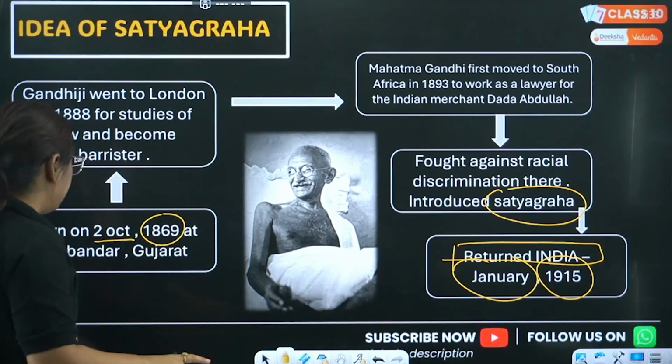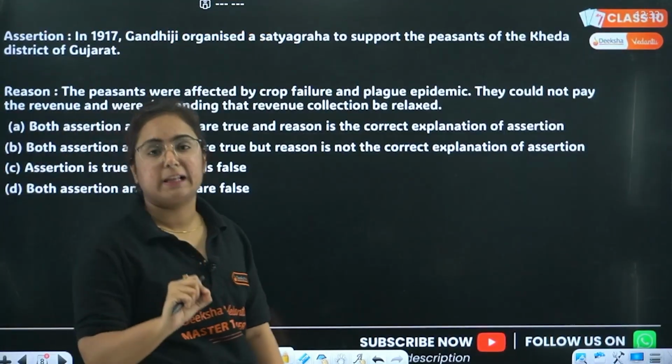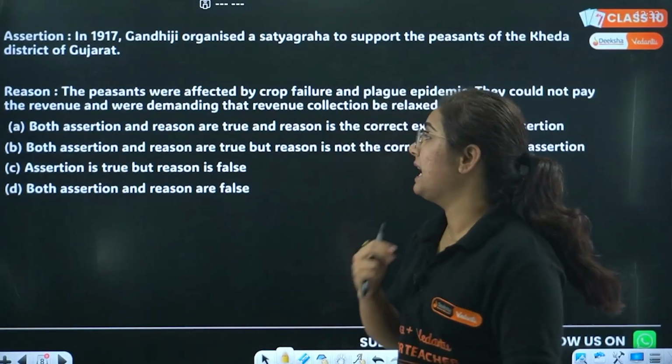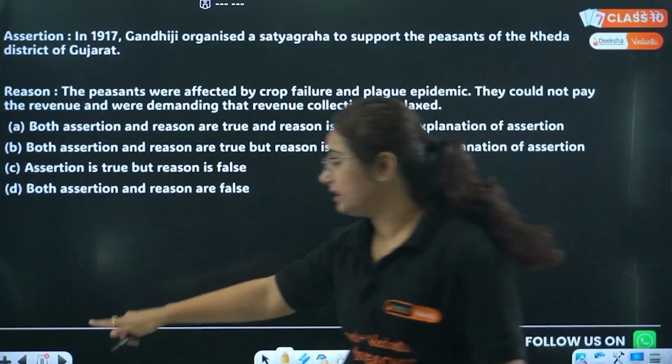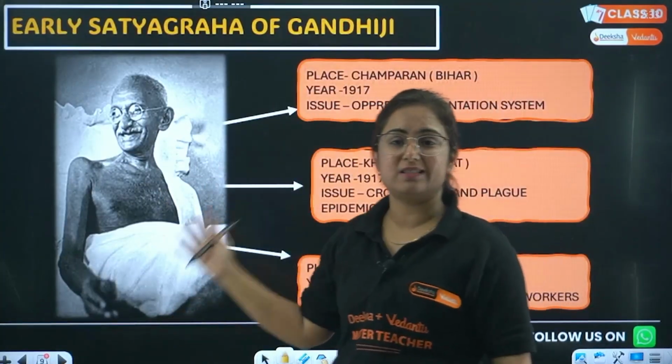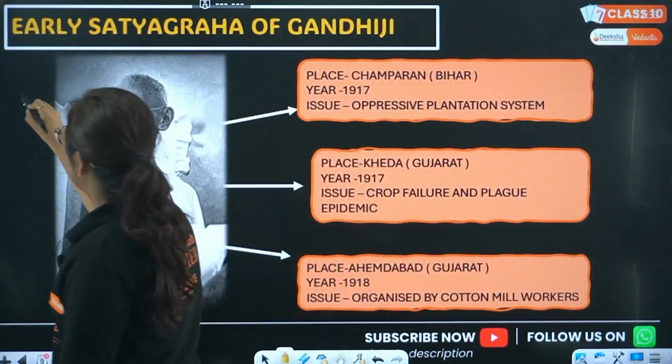Okay? So this is about Gandhiji coming back to India in January 1915. Mark it, MCQ can come. But what is this Satyagrah? Right? Now the question comes in our mind, what is this Satyagrah? Before moving to the Satyagrah, here is the question, but you can solve this question only after studying this. So beta, this Satyagrah, okay?